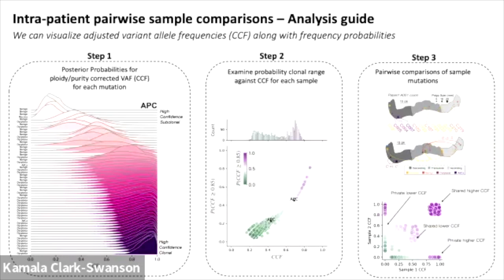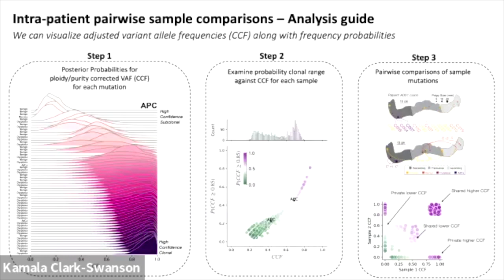We can visualize these posteriors using these plots in the middle here. That histogram is what you're usually used to seeing for these variant frequency or CCF distributions. But we can also combine that with the probability of those mutations existing at what we would consider a clonal frequency. And that lower one is actually showing evidence of two subclonal APC mutations within a single sample, which is quite interesting.